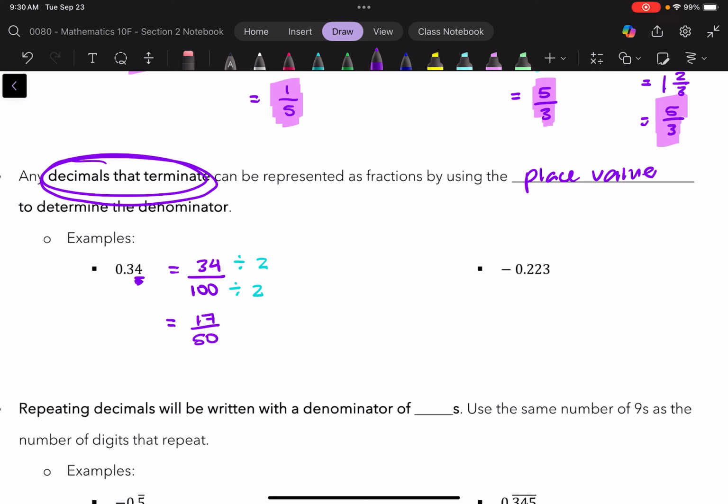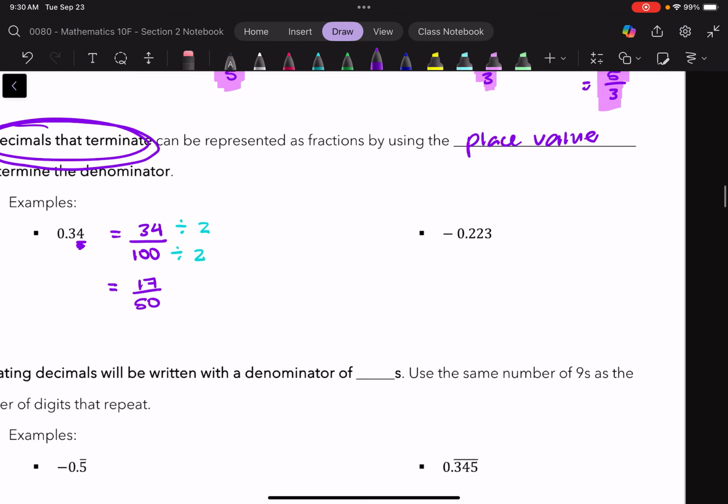The next example, I have negative 0.223, or I can read that as negative 223 thousandths. So when I take a look at that, if I have a negative decimal, I'm going to have a negative fraction. The last place value is in the thousandths position. So that means I have my non-zero values, my 223, over 1,000. Now, if I could reduce this, I would, but this fraction cannot be simplified.